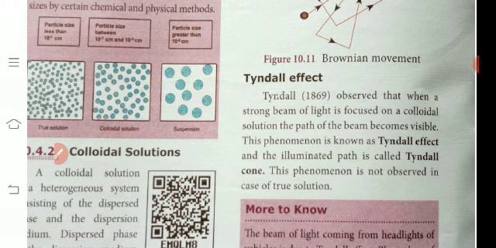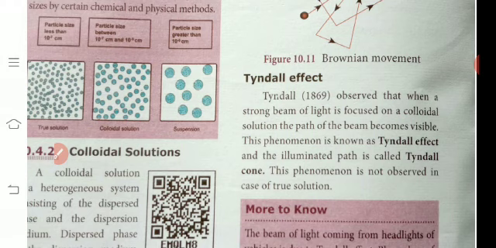Tyndall observed in 1869 that when a strong beam of light is focused on a colloidal solution, the path of the beam becomes visible. So the Tyndall effect means that when light rays are passed through a colloidal solution, you see the path of the light. This is called the Tyndall effect.